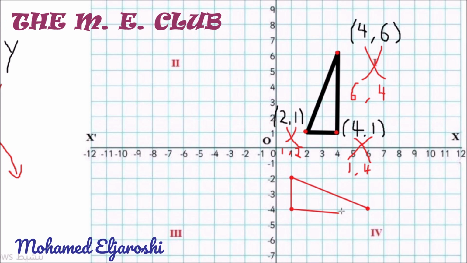Now this shape was formed after a 90-degree rotation clockwise. Same thing happens with 90-degree anti-clockwise. You just follow the rule. Flip the x and the y and then put the point.